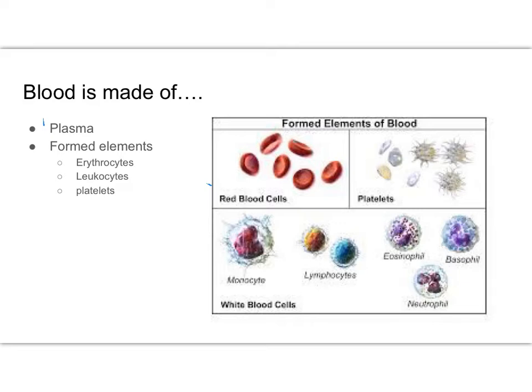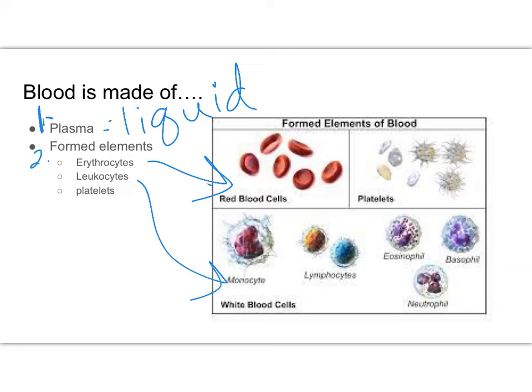If you'll remember, blood is a connective tissue, and all connective tissues contain ground substance and matrix. And so the ground substance for blood is our plasma, which is our liquid portion of the blood made mostly of water. And then the matrix portion of the blood is the formed elements, which are basically our solids. Okay? And we have three types of those. We have erythrocytes, which are those red blood cells, leukocytes, which are those white blood cells, and then platelets.